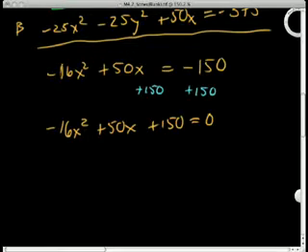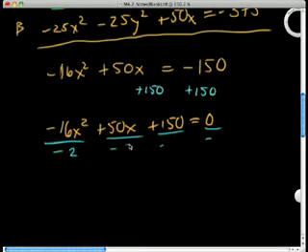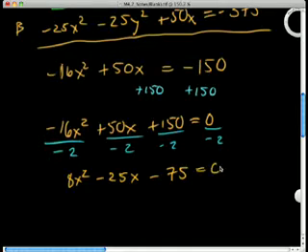I'm going to divide everything through by something negative, first of all, just because I like having my a term positive. And what goes into 16, 50, and 150? Well, at least 2 does. 2 goes into 50 25 times. I think 2 is the best I can do, isn't it? I believe so. 16 is a power of 2. The other factors that go into 50 are 5s, so that wouldn't help us. But we'll be able to simplify this a little bit. So this is going to be 8x squared minus 25x minus 75 equals 0.